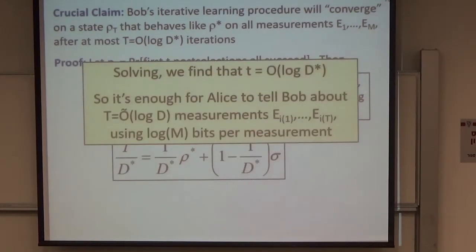So just solving these inequalities, we find that this thing has to stop when t is more than log of d. Which means it's enough for Alice to tell Bob about, let's say, log of d measurements. Telling him about each one takes about log of m bits, because she has to specify which measurement in the list. So you get log of m times log of d. That's basically what's going on here.